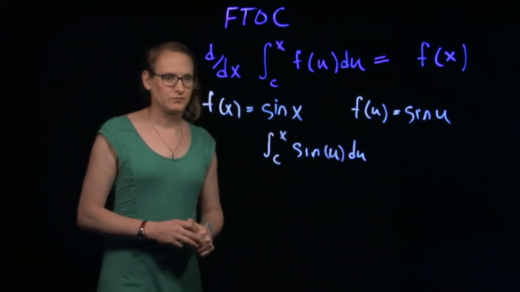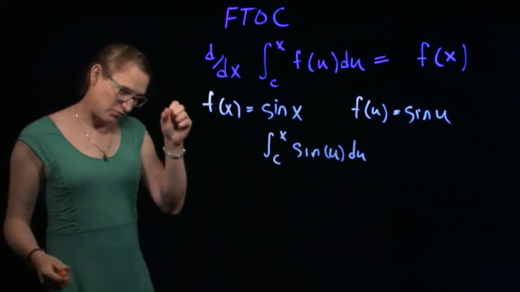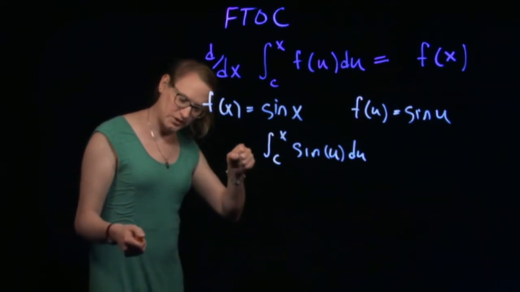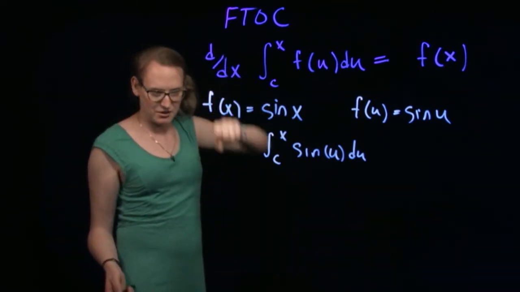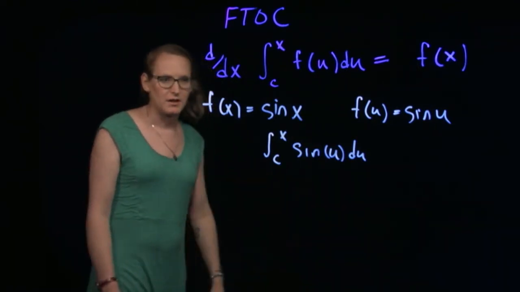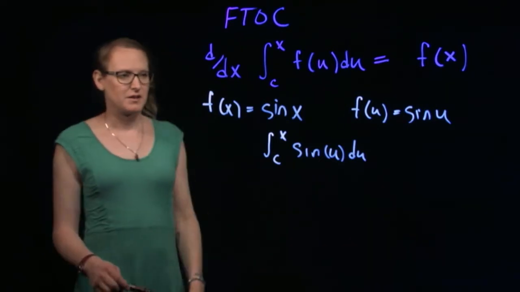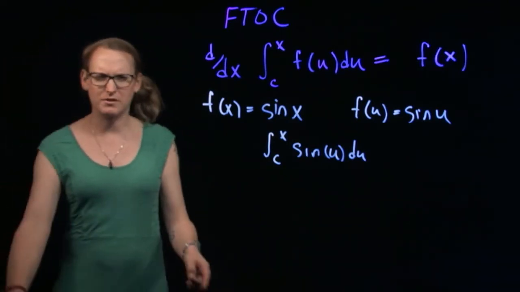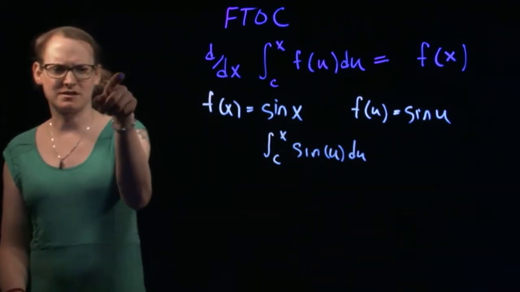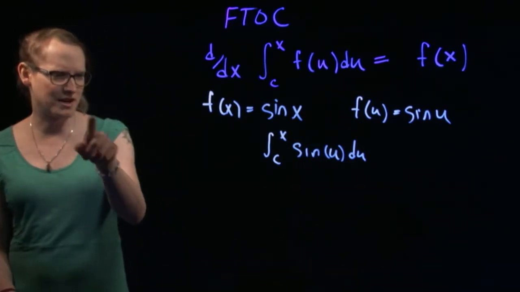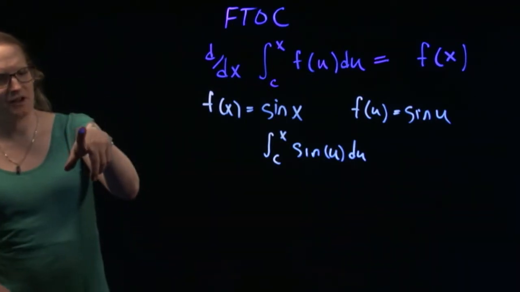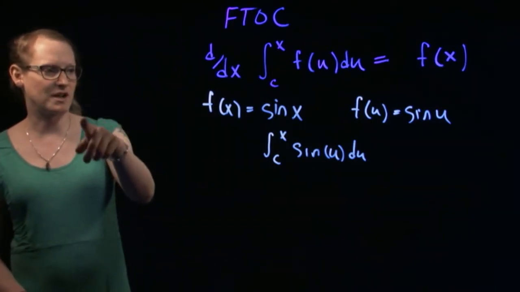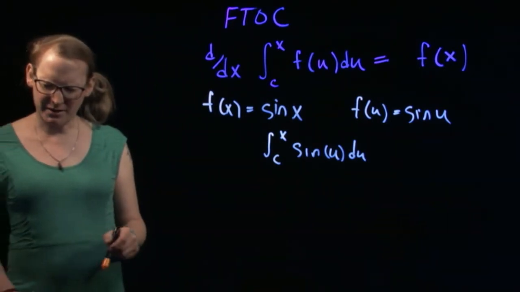Integration is generally much more difficult than differentiation. When we integrate, we think: what's the function I would take the derivative of to get the thing back? What's the antiderivative of sine of u? I remember there's this circle: sine, cosine, minus sine, minus cosine, and around again. If I take the derivative of minus cosine, I get sine.